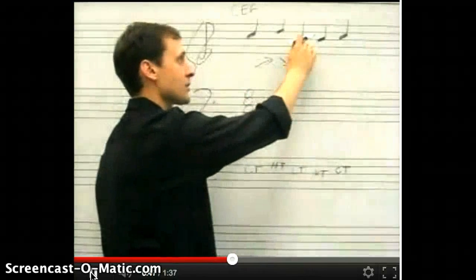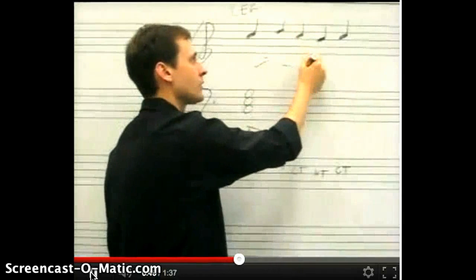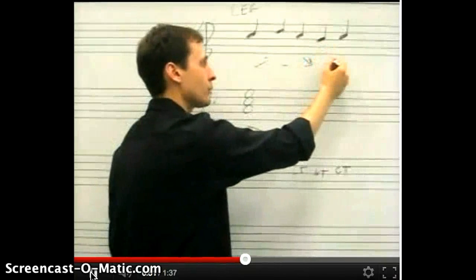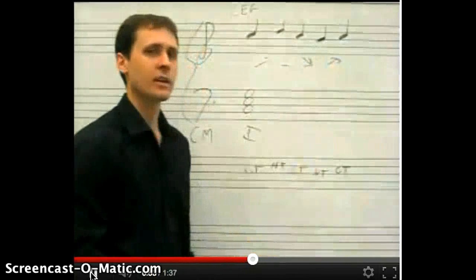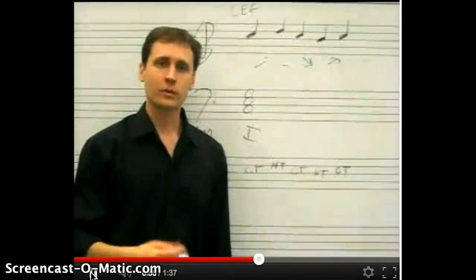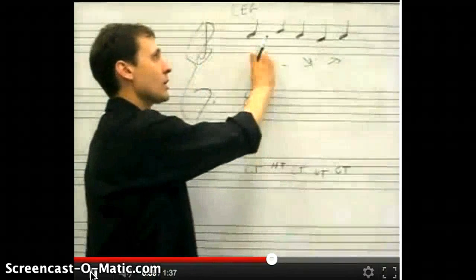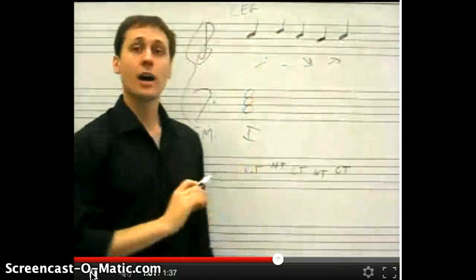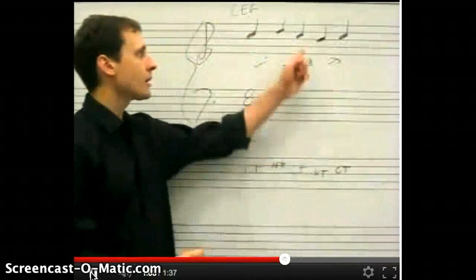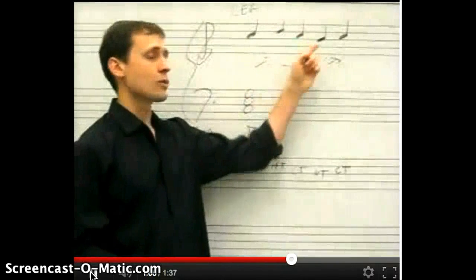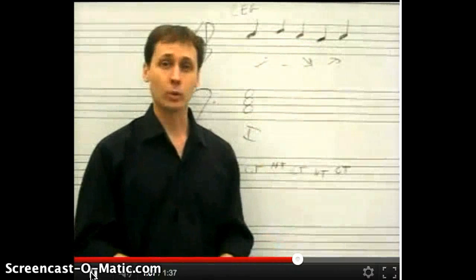Now, it can move up, but it can also move down. In this case, the C goes down to B, and then from B moves back up to C. That's also a neighbor tone. Now, if you want to get more specific, when the neighbor tone moves up, it's called an upper neighbor tone. Then, when the neighbor tone moves down, it's simply called a lower neighbor tone.